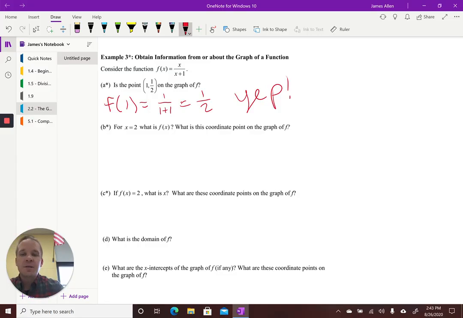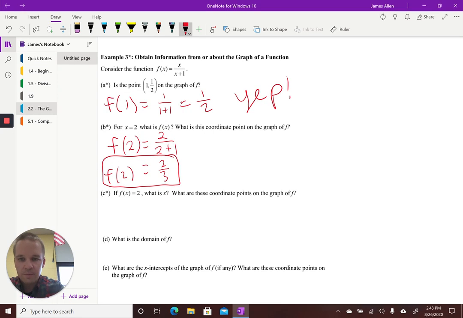All right. For x equals 2, what is f of x? And then what is this coordinate point on the graph of f? So if I do f of 2, that would be 2 over 2 plus 1, which is equal to 2 over 3. So f of 2 is equal to 2 over 3. That's what f of x would be, right? f of 2 is 2 over 3. My coordinate would be 2 comma 2/3.